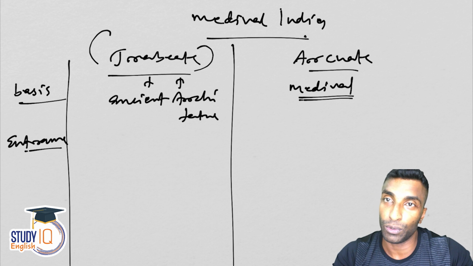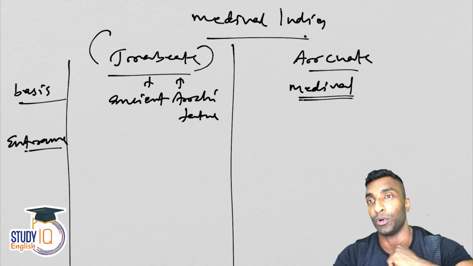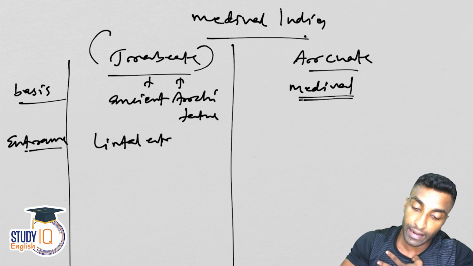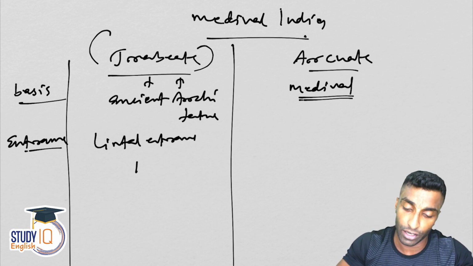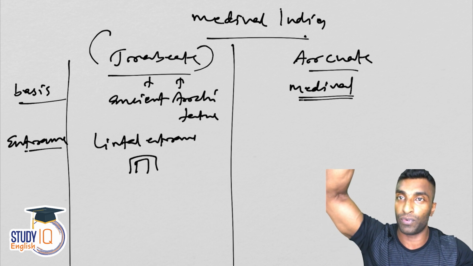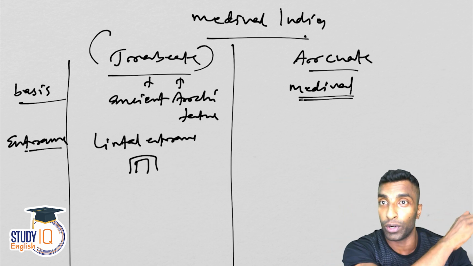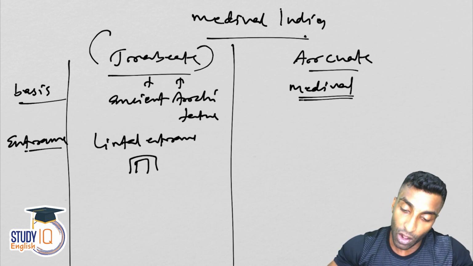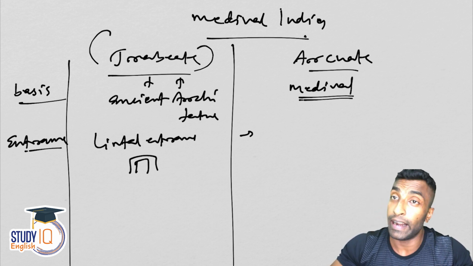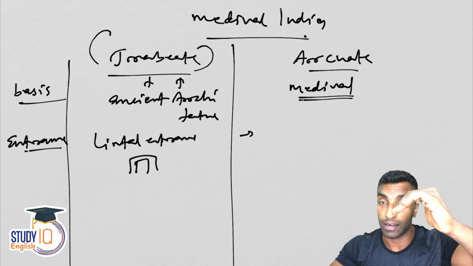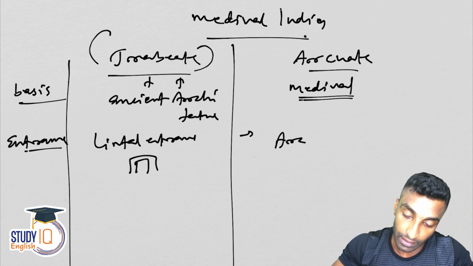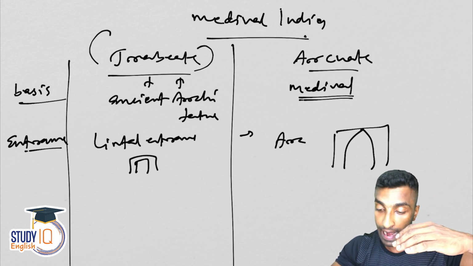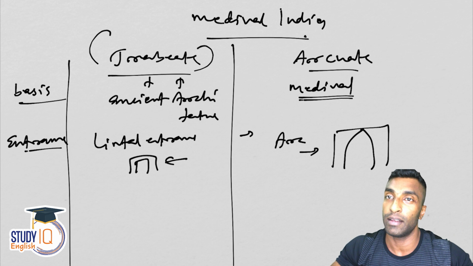How does the entrance look in ancient? It is flat top. So there will be a lintel entrance. Lintel entrance means there is a flat, normal door kind. It is a flat roof, right? The door is flat, so it's a flat roof type. How about medieval? In arcuate, it will be an arc. So I'll just write arc. It will be something like this. So this is the arc. The entrance will be flat here, and here it will be an arc.